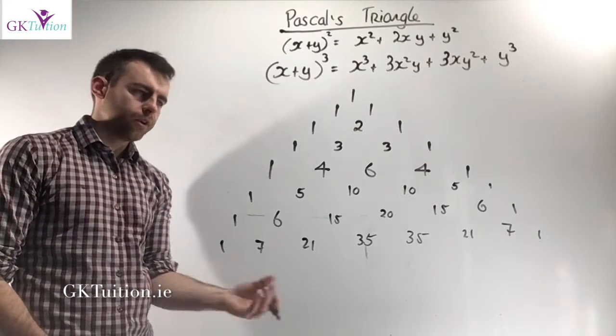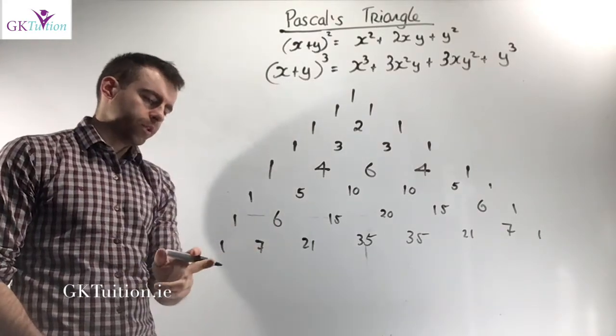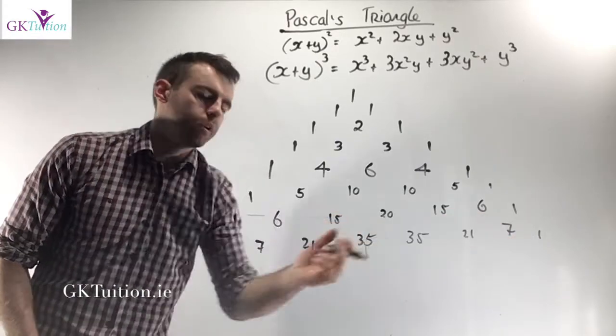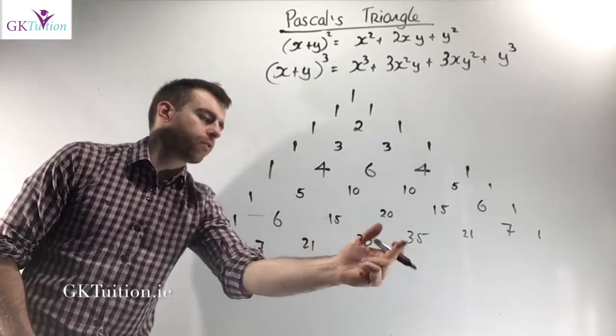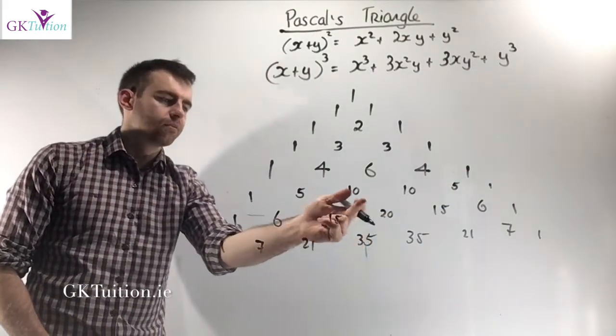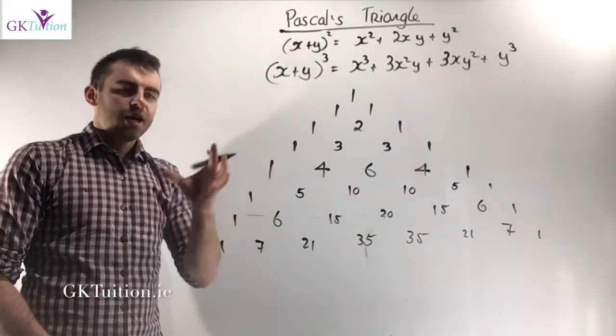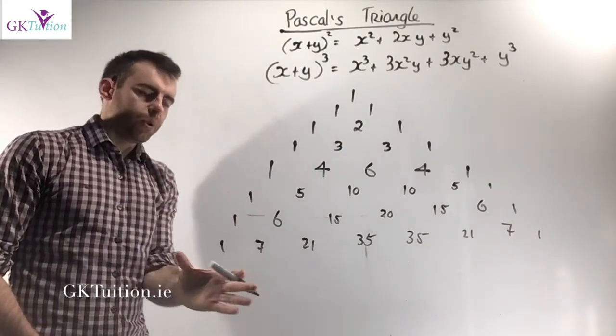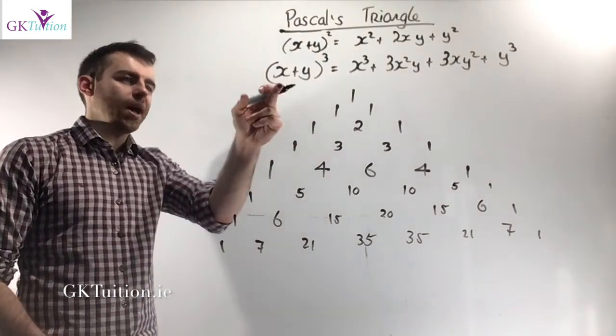So I just continued it on here, and I've ended up with this line: 1, 7, 21, 35, 35, 21, 7, 1. Basically, the 35 comes from 20 and 15 adding up to 35. This 20 came from 10 and 10 adding up to 20. That's your Pascal's triangle.